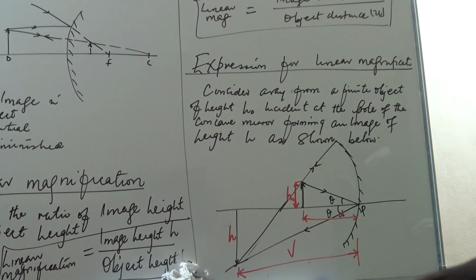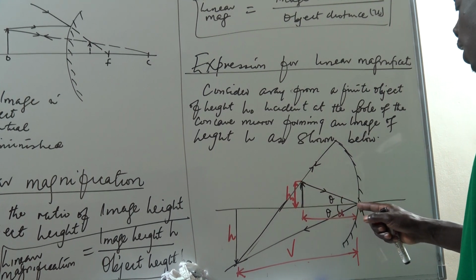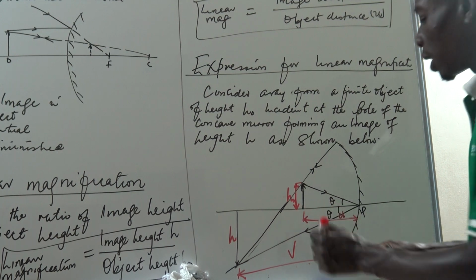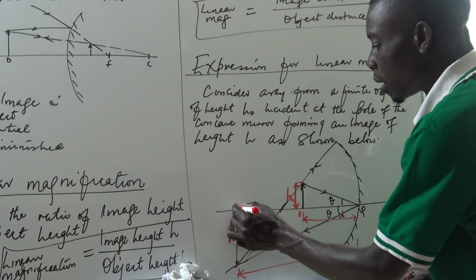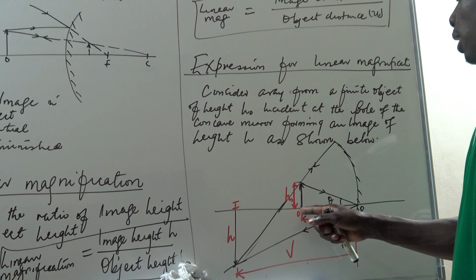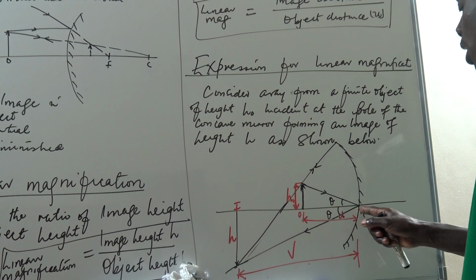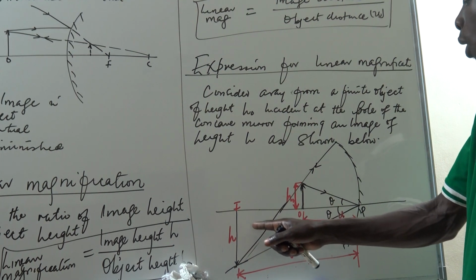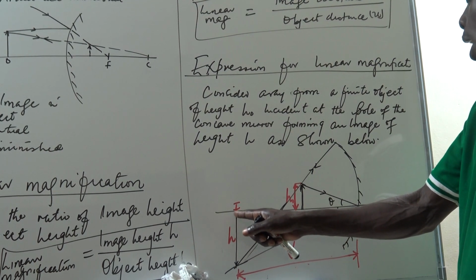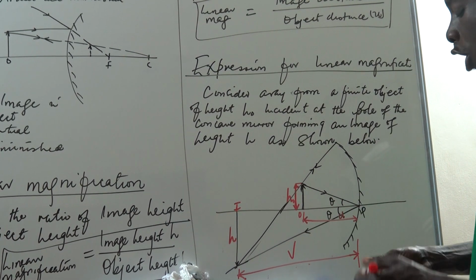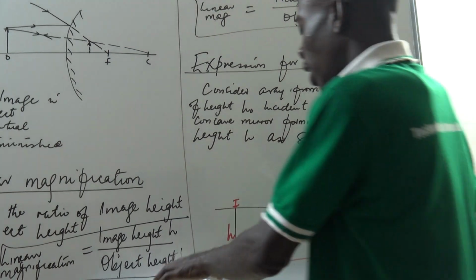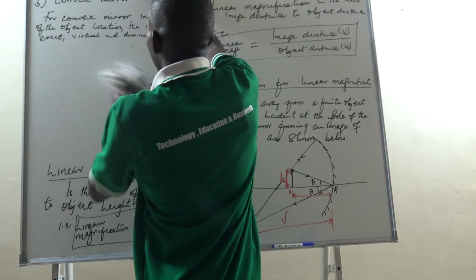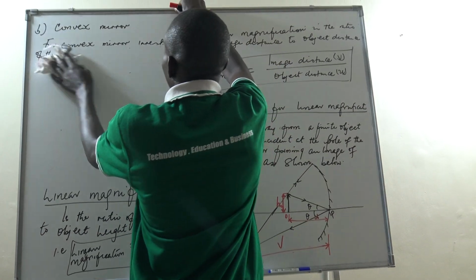Is that okay? The object was here, I looked at light rays at the pole, it will make the same angle. And then if the object is here and the image is here, that means that OP is the object distance, and then if we look at the image being formed here, IP is the image distance. So, using that diagram, can we prove the expression for linear magnification?